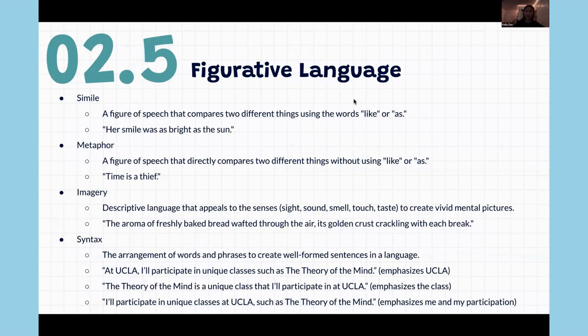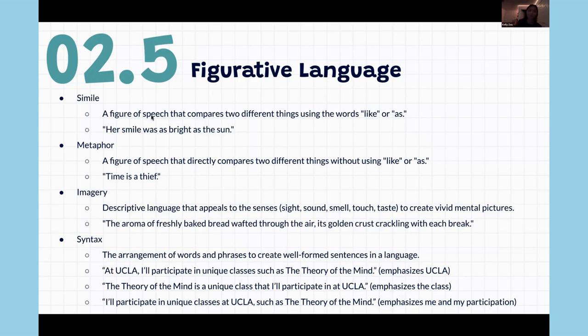And now we're going to talk just a little bit about figurative language, because this is another great technique that you can use in your essays and give it a little bit more of a narrative, informal, descriptive tone. And it just makes your writing a lot more engaging. So, yeah. So figurative language includes similes, metaphors, imagery, syntax, and a lot more, but these are the 4 that we're going to talk about.